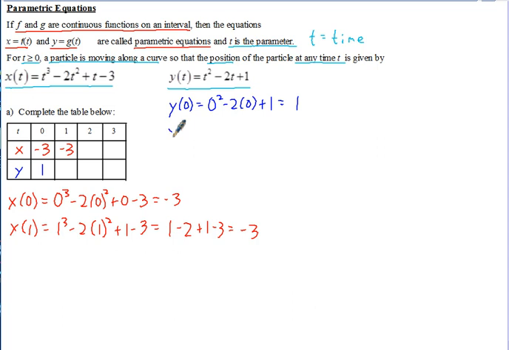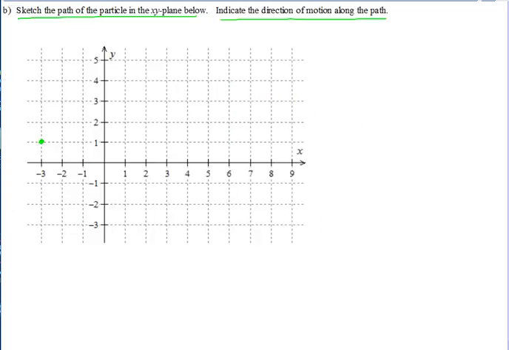And then at time 1, the y-coordinate would be 1 squared minus 2 times 1 plus 1. 1 squared is 1. 1 times negative 2 is negative 2 plus 1. You can see that 2 minus 2 is 0. So now the y-coordinate is 0 when the x-coordinate is negative 3. So it goes from negative 3, 1 to negative 3, 0, right there.